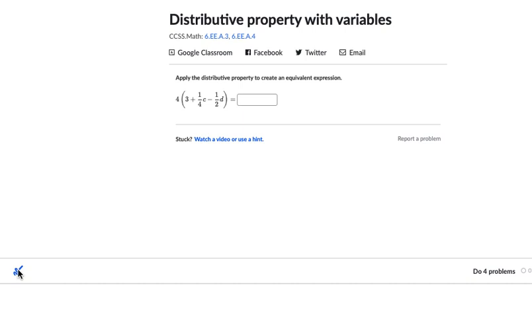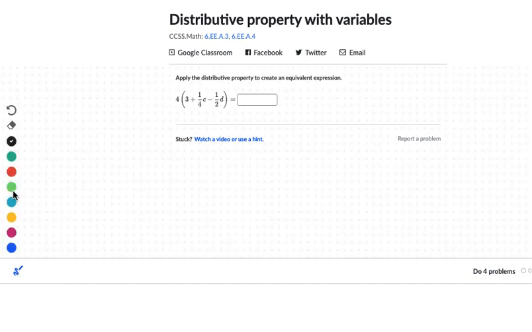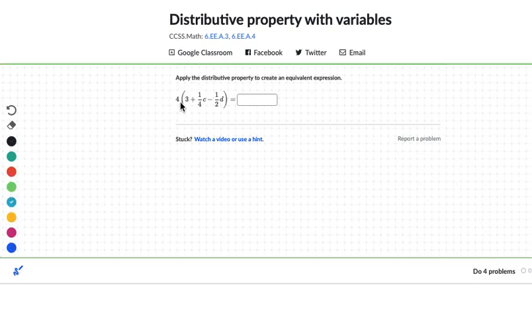With variables. This is really going to help to use this little squiggle tool down here so you can grab whatever color you want. And then remember, whatever is right outside, right next to the parentheses, we are distributing to every term inside the parentheses. So we're going to give the 4, that's going to be 4 times 3, give the 4 to the 1/4 c, give the 4 to the negative 1/2 d, and then that's how we will simplify.